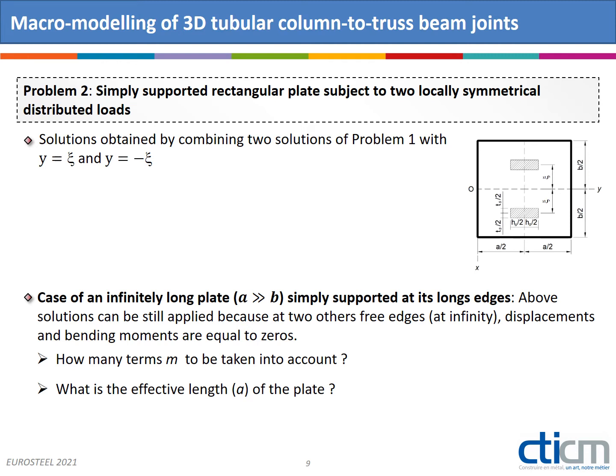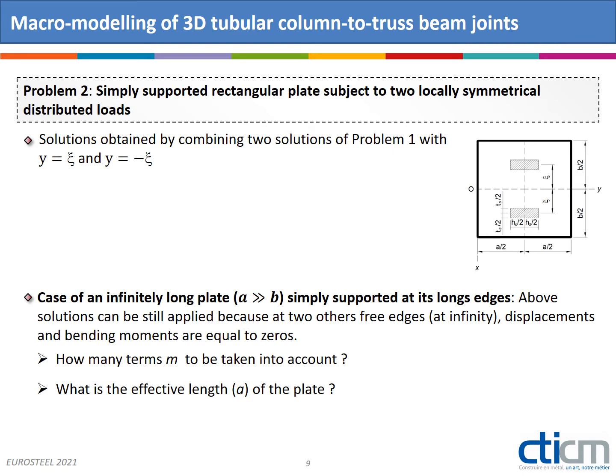So in one face of the column, the plate is simply supported only at its long edges. By assuming that the column is long enough, the above solution can still be applied because at the two other free edges, the displacement and bending moment are also equal to 0. So the solution depends strongly on the number of terms in the summation and the length of the plate. Two questions have to be answered.